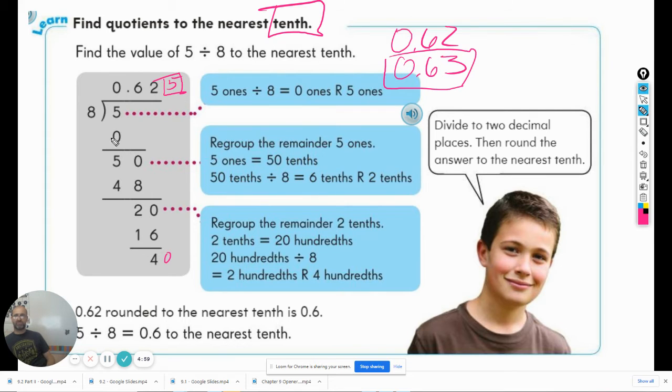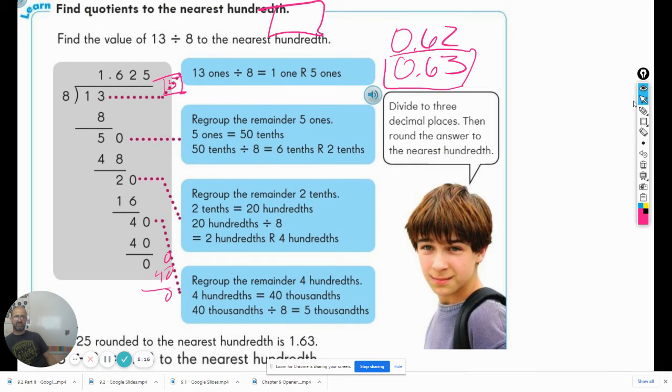Now, mind you, if you multiplied this out, you would get the exact answer as 625 thousandths, which is something you should know. But when you're rounding to the nearest place, you just need to get to that next place so that you know which direction to round. Does that make sense? I hope it makes sense.